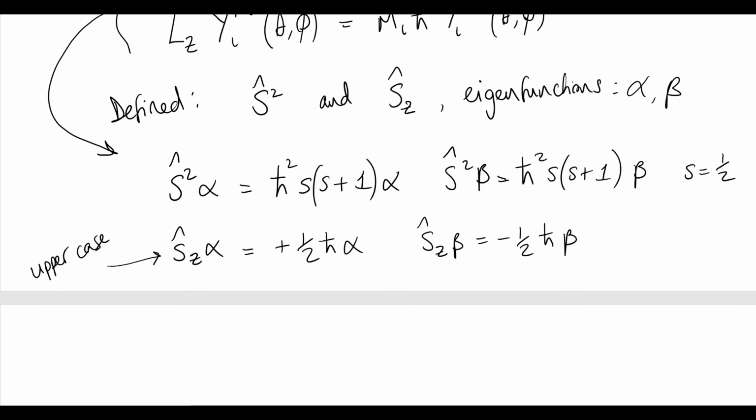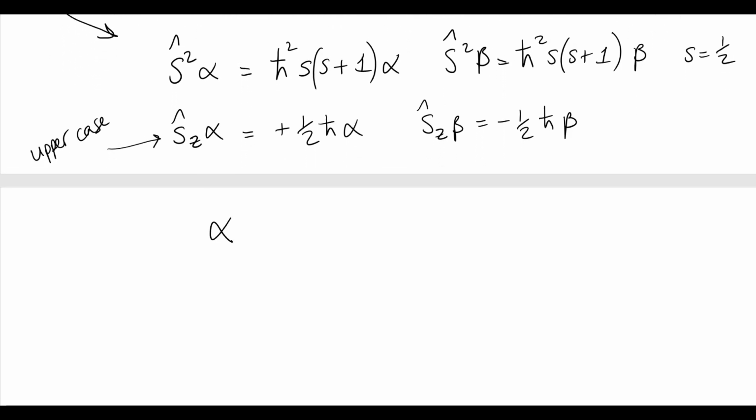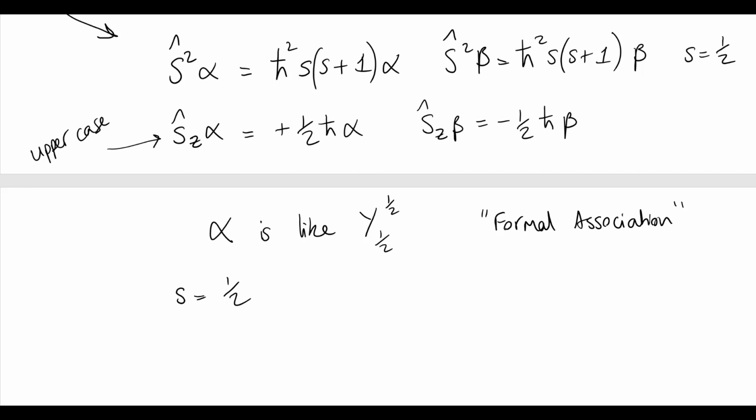What else do we get from this? Well, alpha is kind of like Y to the half. To the half is like a spherical harmonic wave function, but really this is just, as the textbook says, a formal association. And I think most importantly, because s never assumes large values, the highest it can go is a half, right? The magnitude of this little s is a half, and so that value can never go higher than a half.